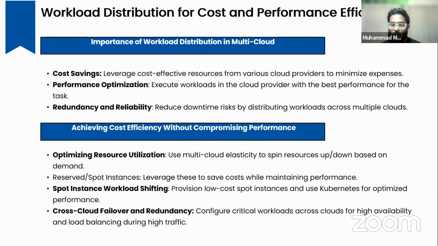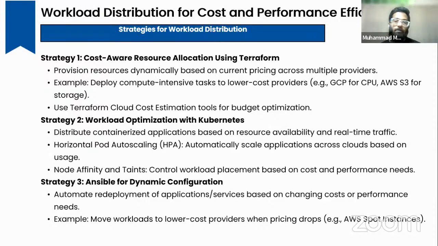Configure a critical workload across clouds for high availability and load balancing during high traffic. So the strategies for workload distribution will be cost-aware resource allocation. The second is workload optimization with Kubernetes, and the third strategy will be Ansible for dynamic configuration. Provisioning resources. Number one strategy will be provisioning resources dynamically based on current pricing.